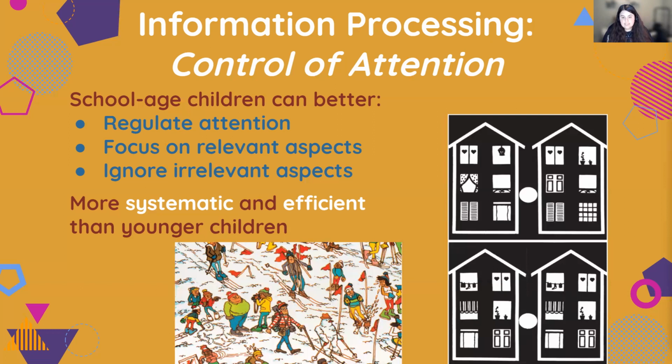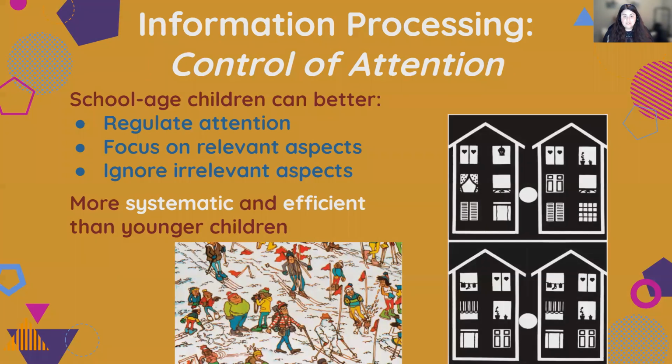So older kids seem to be better at executing efficient attentional strategies compared to younger kids. They're also better at ignoring distractions, which can play a role in academic abilities, particularly with reading. Sitting down and reading requires a lot of focus and attention. So ignoring distractions plays a role there too.